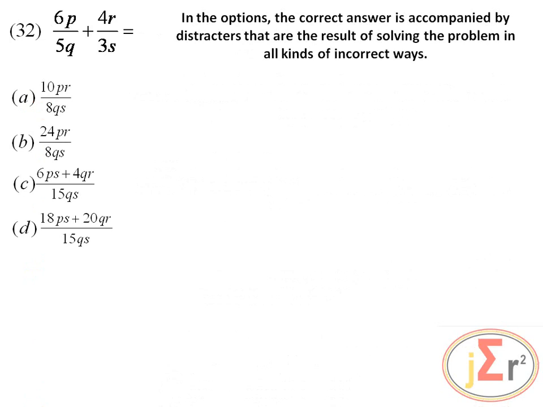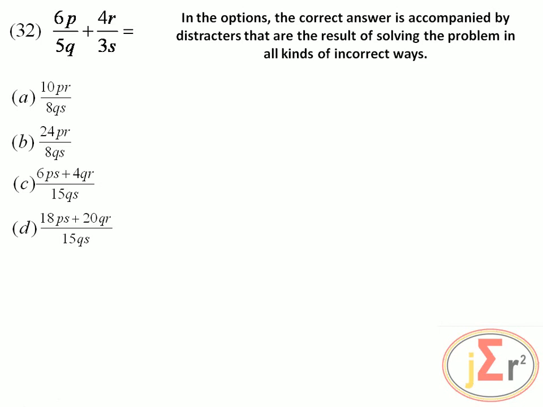In the options, the correct answer is accompanied by distractors that are the result of solving the problem in all kinds of incorrect ways. So we have a lot of distractors here that are answers that we would have obtained if we solve the problem in an incorrect manner.